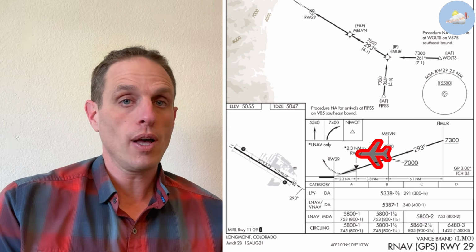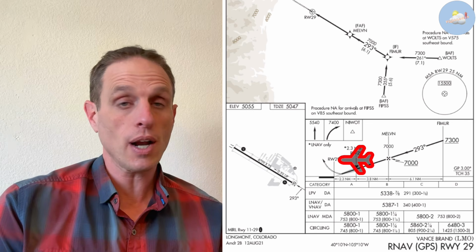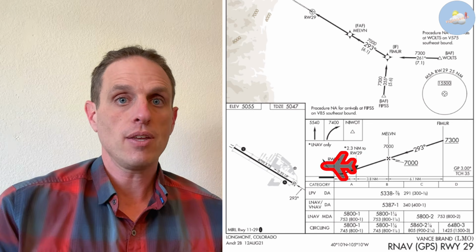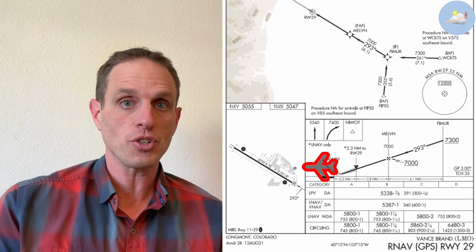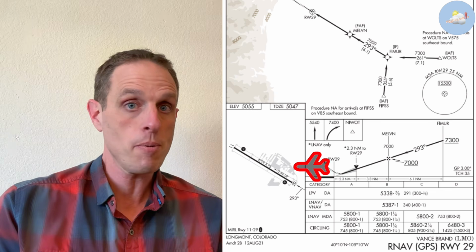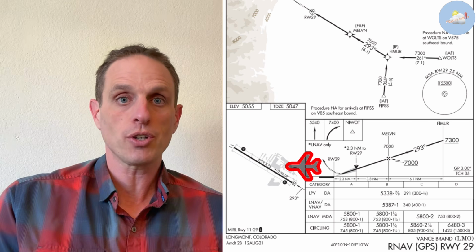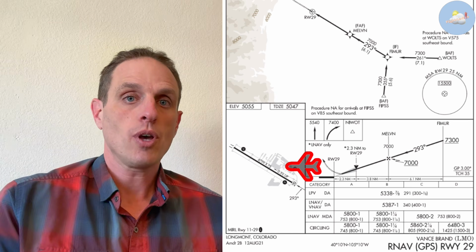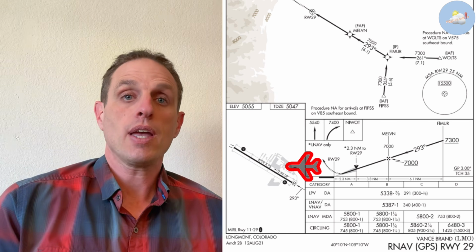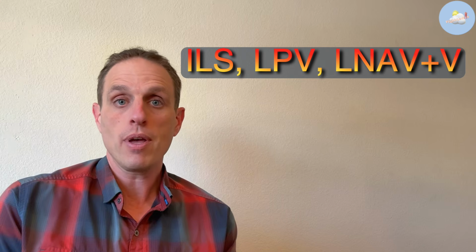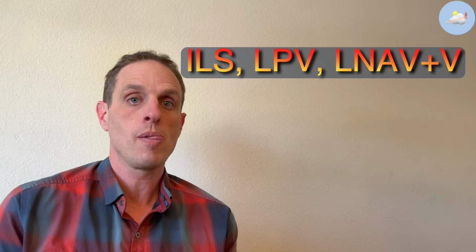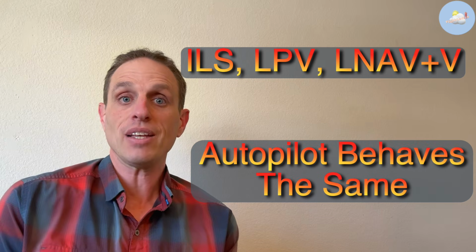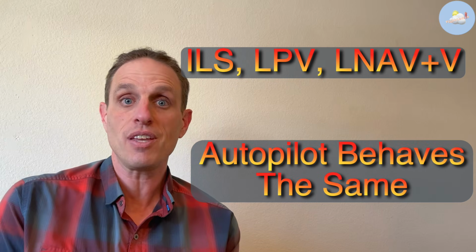Can you imagine flying an actual IMC approach, following an ILS, and then unexpectedly the autopilot levels off at your decision altitude when the runway is right there? I sure as heck wouldn't want that. So whether you're following an ILS glide slope, an LPV glide slope, or one of these +V glide slopes, the autopilot behaves exactly the same. It is consistent.